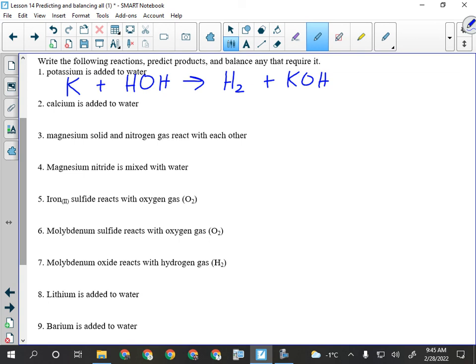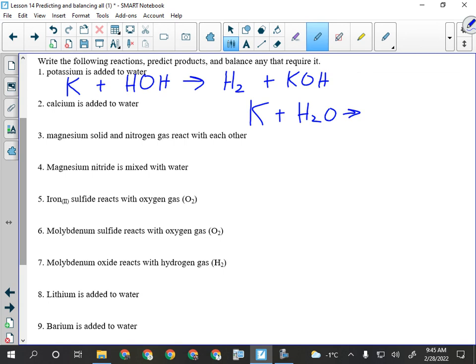If you've ever seen someone throw sodium into water and it explodes, this is a very similar reaction. Now, the other way we could have written this is K plus H2O.